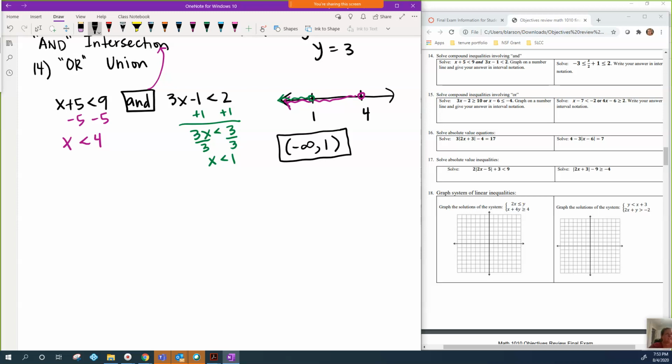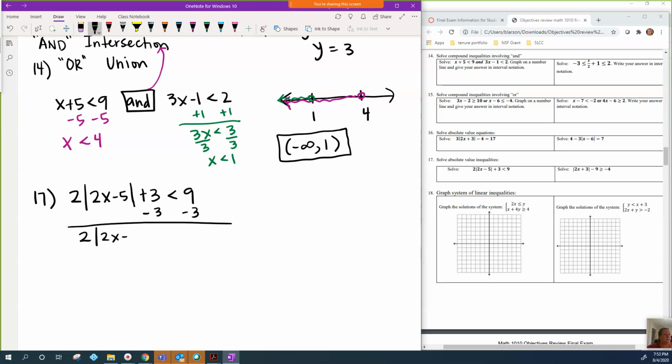Okay. All right, let's get down to number 17 now, because this is another inequality, but now we have absolute value involved in it. So if I have the absolute value of 2x minus 5, plus 3 is less than 9. We want to isolate the absolute value first. Got to get that part by itself. So let's subtract the 3 over first. And then, to get it by itself, it's multiplied by 2, so let's divide by 2. Those 2's will divide out, and I'll be left with the absolute value of 2x minus 5 is less than 3.